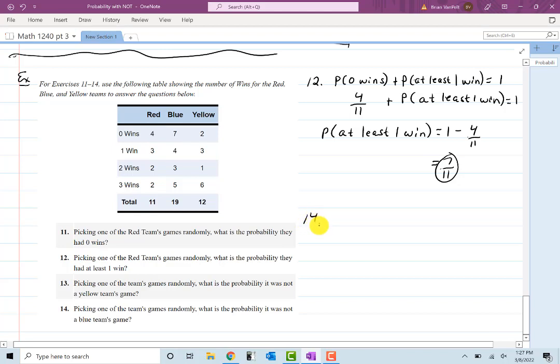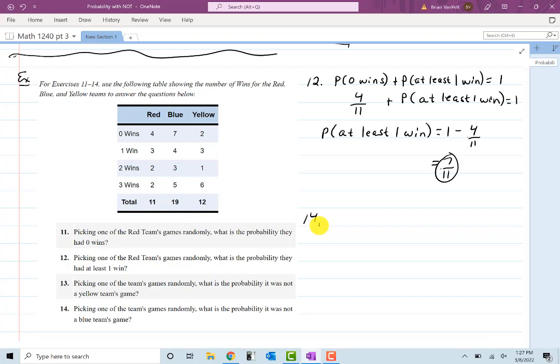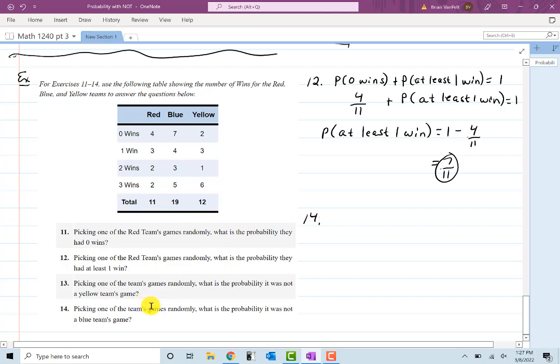Moving on to number 14, picking one of the team's games randomly. I don't know exactly if it says one of the team's games. I'm guessing we may be talking about the totality here. So we need totals. Let me go ahead and get those totals. Here I have 13, 7, I got 10, 6, 13, and my total then is 23, 29, 39, 42.